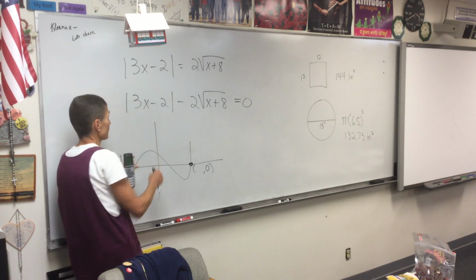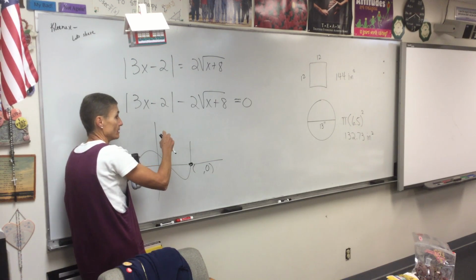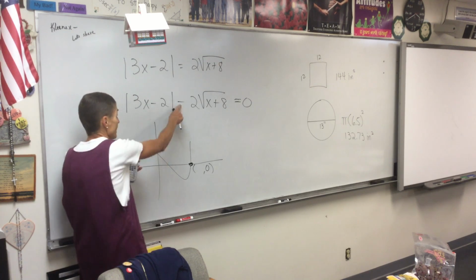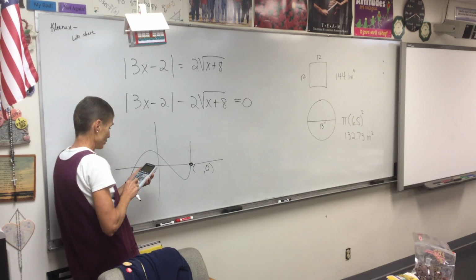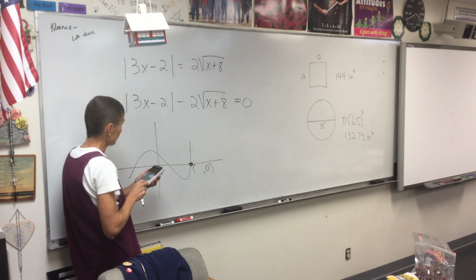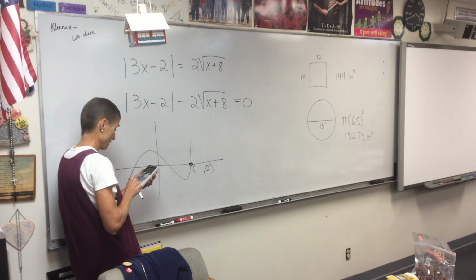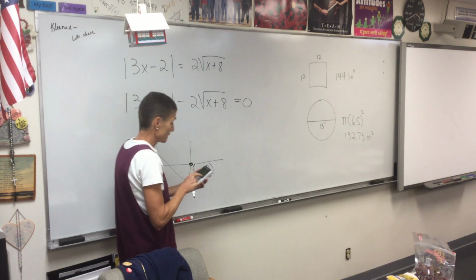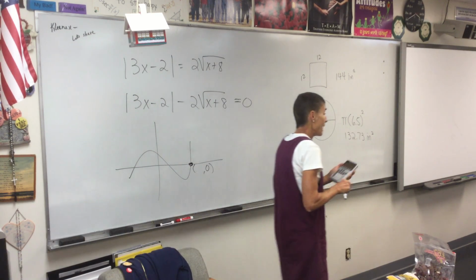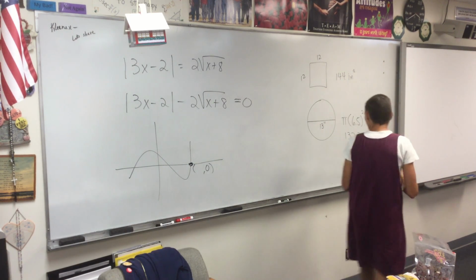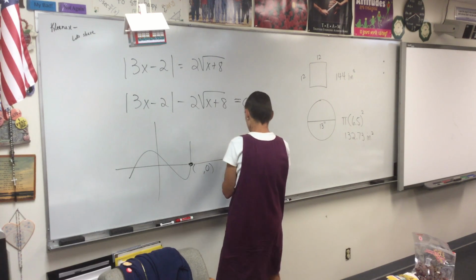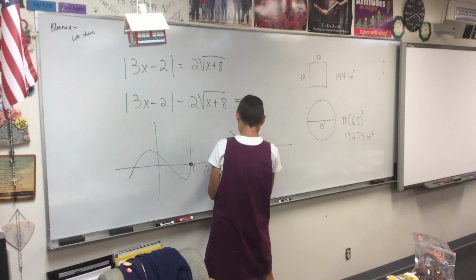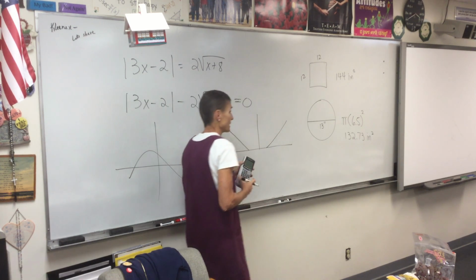Now, on my calculator, I have to close the parentheses. Some of the new ones, you don't have to do that, but I close the parentheses. And then minus 2 times the square root of x plus 8. And I close those parentheses again too, and hit graph. Now, what I see is this, actually. That's what I see.